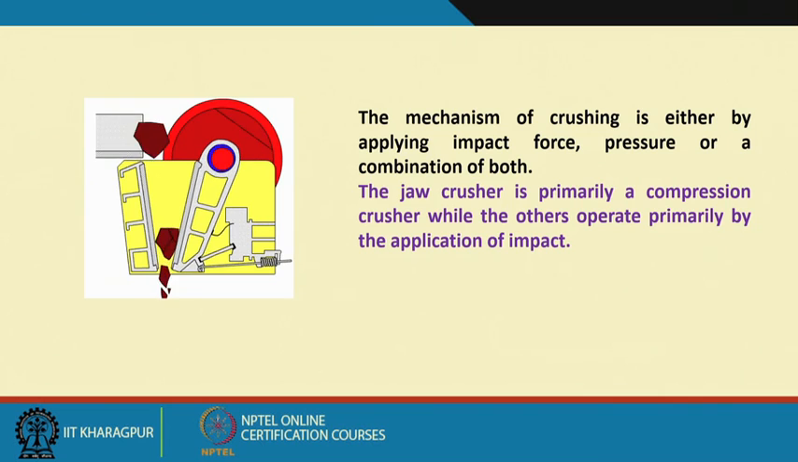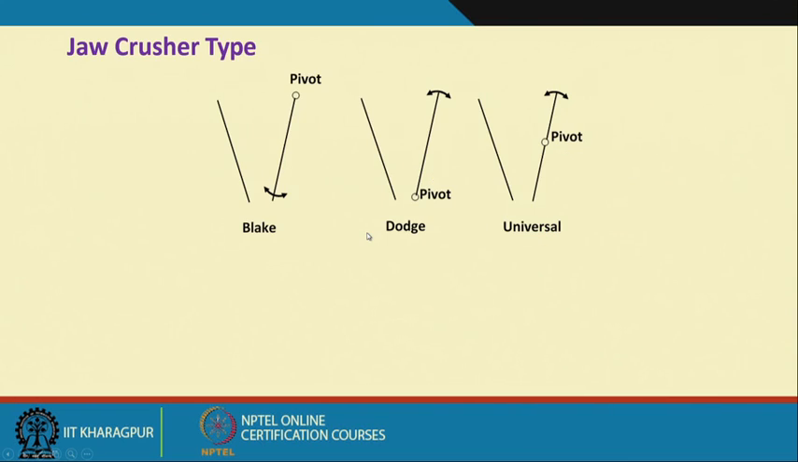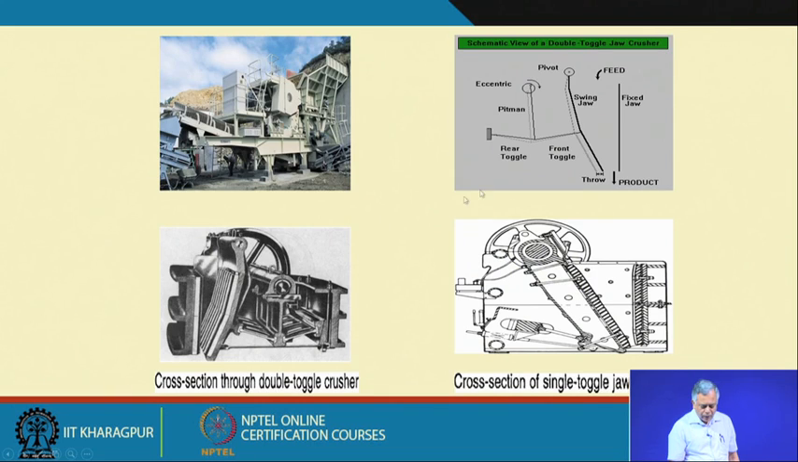So, now this is basically the toggle, and we can have a double toggle, where here you have got two toggles. So, we call it a double toggle jaw crusher, and you can have a single toggle also like this, we call it a single toggle jaw crusher. That means we can have a single rod to operate the swinging jaw, and we can have the double toggle also.